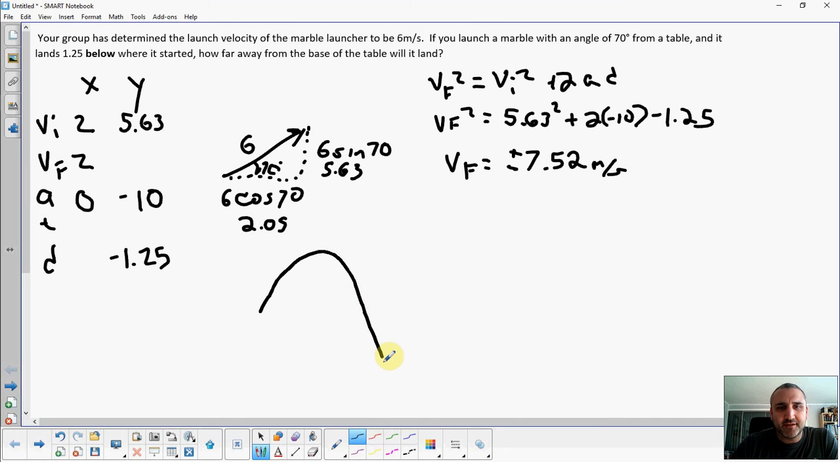So if we're shooting this projectile from the marble launcher up, it's going to be going something like this. That's how it's going to look. So here's the table. You can erase this. It's going to go up, reach a peak, and then come back down and land on the floor.